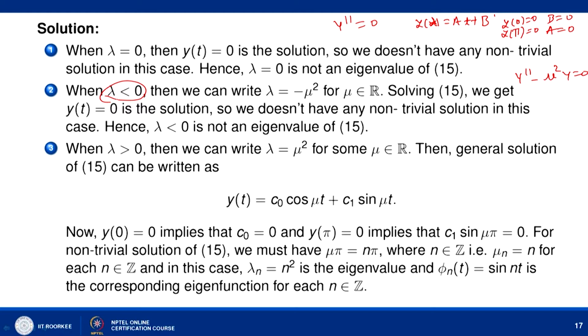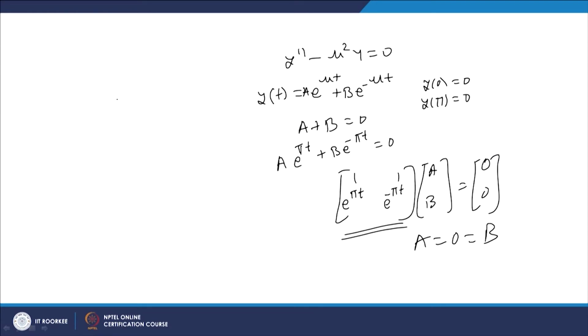So now let us move to the next condition, that is lambda greater than 0. For that, let us assume that lambda equal to mu square, where mu is any real number, and hence we can write our equation as y double dash plus mu square y equal to 0, and we already know that the solution is y(t) equal to c1 cos of mu t plus c2 sin of mu t, and we need to find out this c1 and c2. For that, y(0) equal to 0 equal to y of pi.